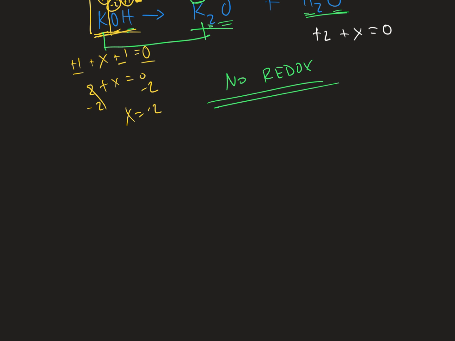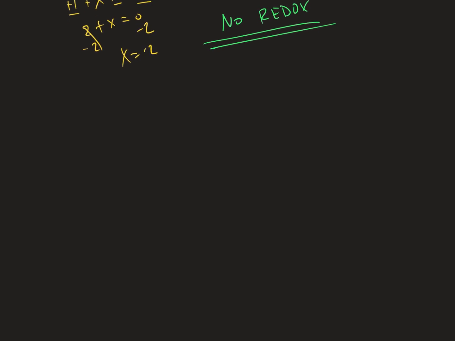All right. Now let's do one that is an oxidation reduction reaction. We have SO2. What's SO2 called? Is this a covalent or ionic compound? Covalent. And how do we name covalent compounds? With prefixes. So what's this called? Sulfur dioxide.